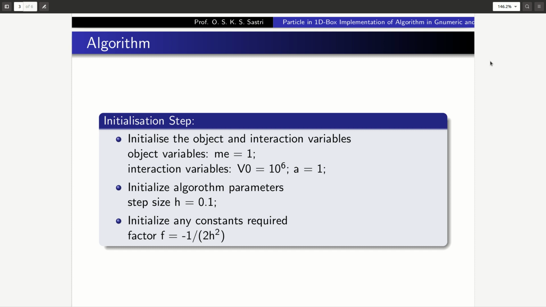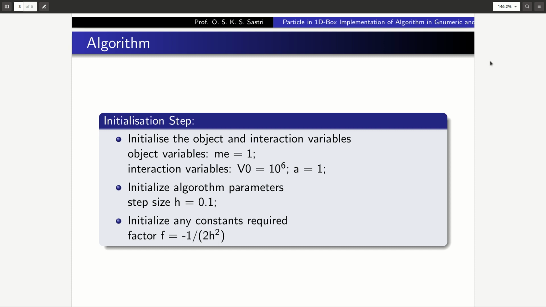And now initialize the algorithm parameters. Because we are using the central divided difference technique, the only algorithm parameter available to us is the step size H, which in turn determines the matrix size. So H equals 0.1. We have the box from 0 to 1, so a step size of 0.1 means we will have 0, 0.1, 0.2, etc. up to 1. If you leave out 0 and 1, that means 0.1 to 0.9. That means we will have a 9 by 9 matrix automatically coming up. So the step size will automatically determine the matrix size for us.